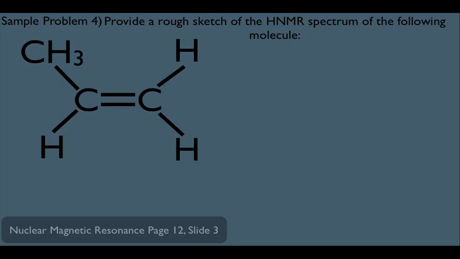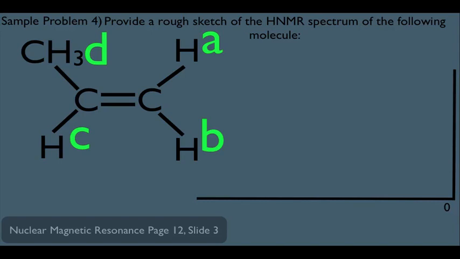So let's start somewhere and label a hydrogen. Let's call this guy the A hydrogen. That would make this one the B hydrogen, and that would make this one the C hydrogen. Remember, we saw in a previous online lecture that double bonds do not rotate, so this is why all these hydrogens are different. And lastly here we have the D-type hydrogen, which means a rough sketch of this molecule would have 4 signals in its HNMR.